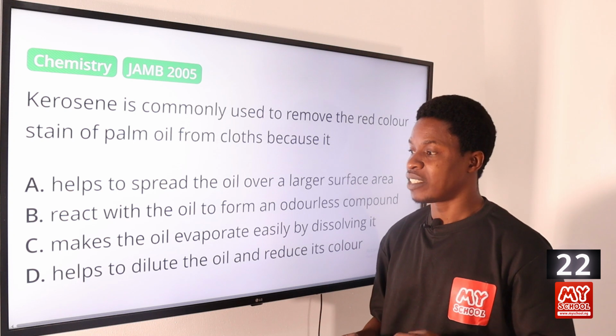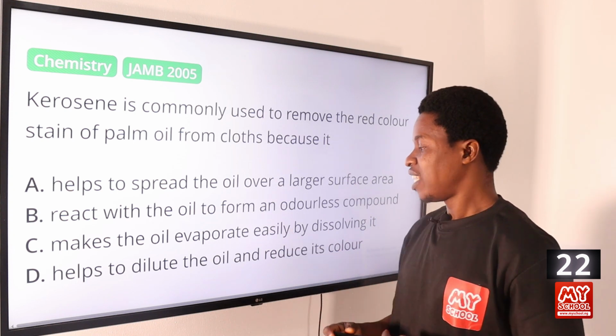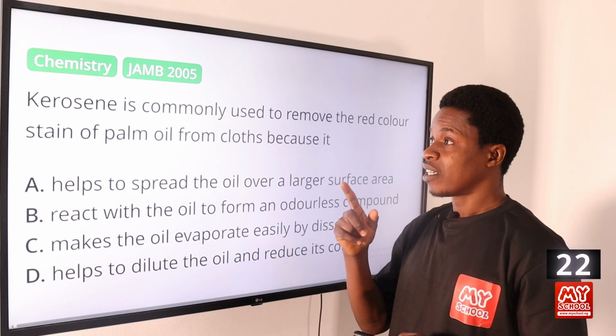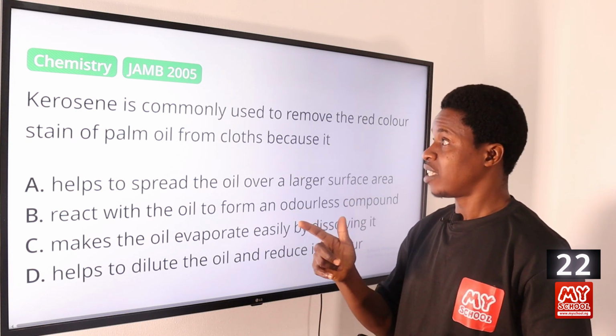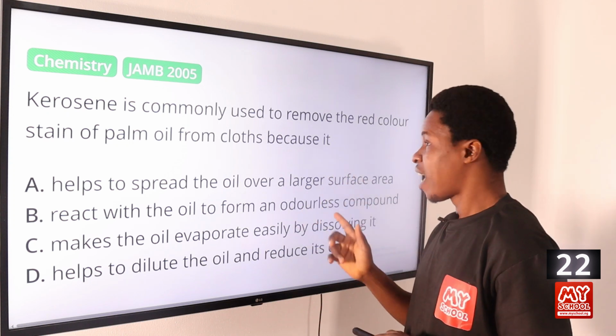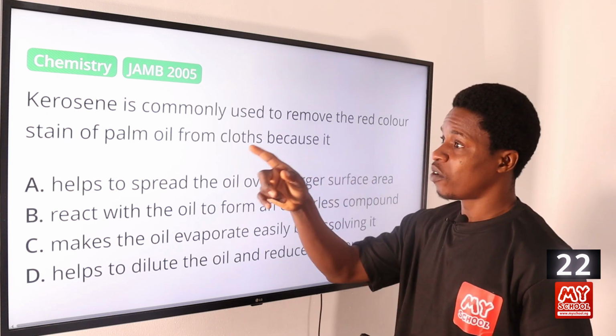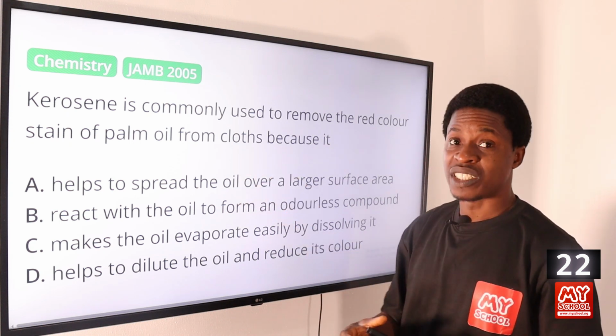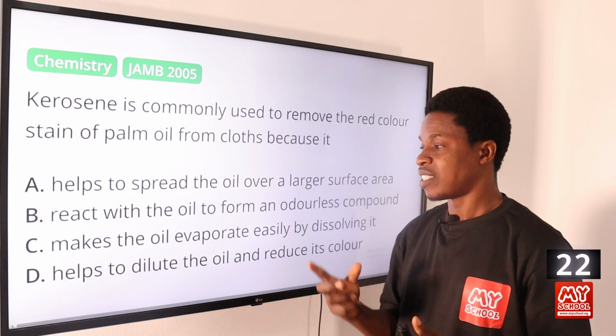Option C says it makes the oil evaporate easily by dissolving it. Yes, because kerosene is actually a solvent, so it can dissolve that oil, the red colored stain of the palm oil that we have on the clothes. If you bring it in, it does that by evaporating it. Yes, that is more likely.